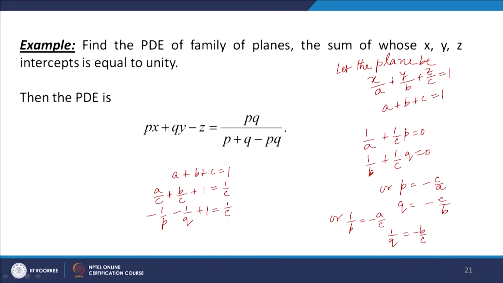Now we have to eliminate 1 by c. Taking the LCM, we have minus q minus p, and then pq equal to 1 by c. So we get c equal to minus pq upon p plus q minus pq.